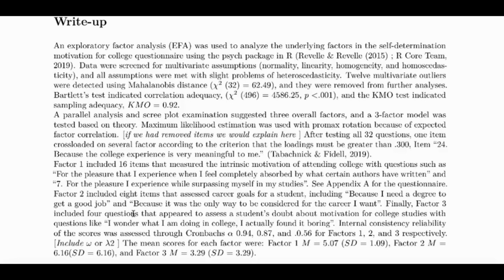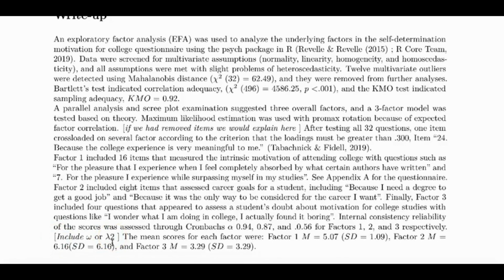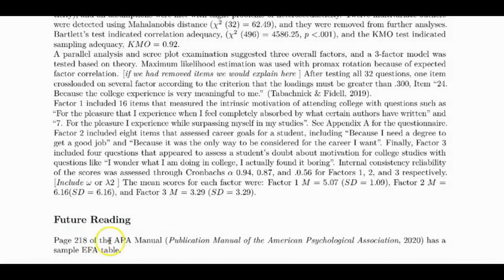Then I mentioned the item that I removed, which was 24. I went into naming the factors, and every time I named a new factor, I added an item as an example. Then I went into Cronbach's alpha, the reliability, and the means and standard deviations of the factors. You can add the correlation table between the factors. Remember, I always suggest to use one more measure of reliability other than Cronbach's. And I'm actually going to give you the page in the APA manual where you can find the sample EFA table.